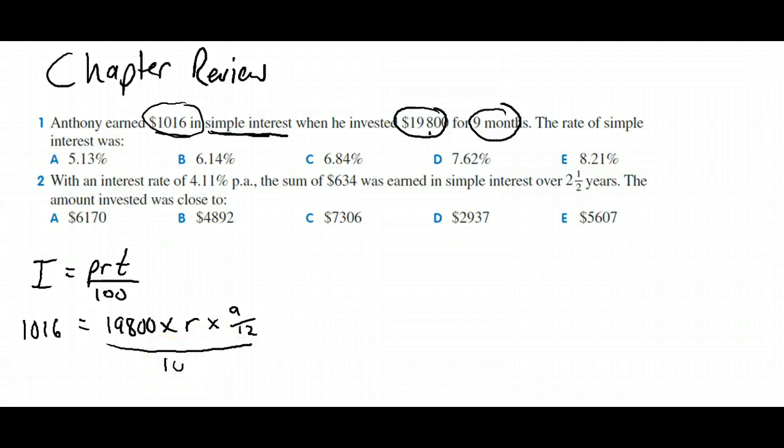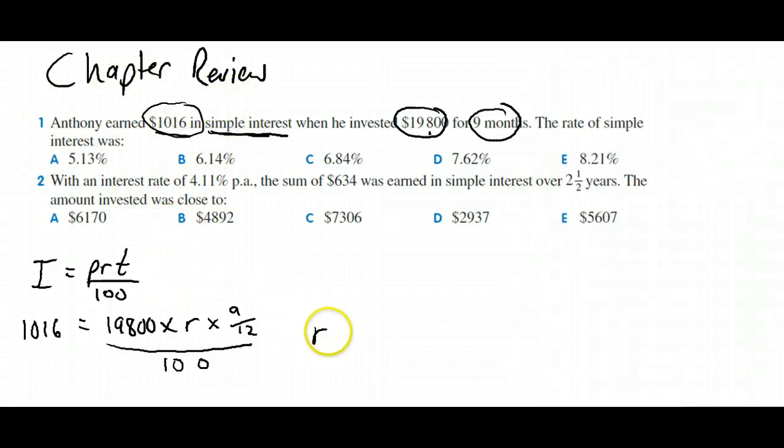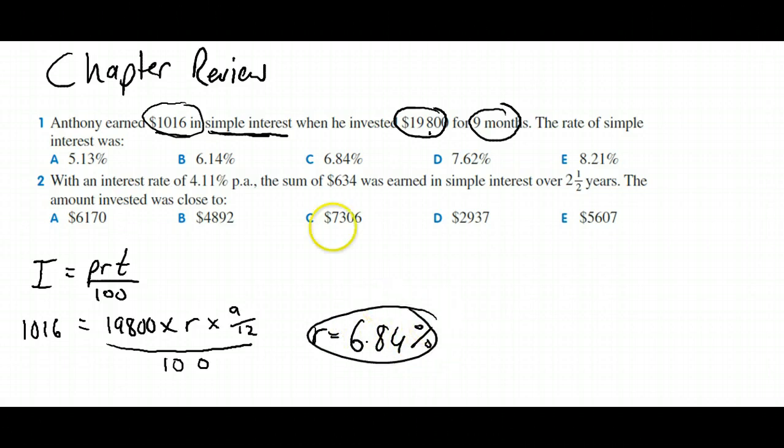So there we've got an equation. All we need to do is to enter it into a calculator. Okay, so here you can see we've put in the solve function and then we've written out the equation, and all we need to do at the end is to put comma and then R to let the solve function know that that's what we want to solve for. When we do that we get R equals 6.84, and R is going to be a percentage. So there it is, answer C.